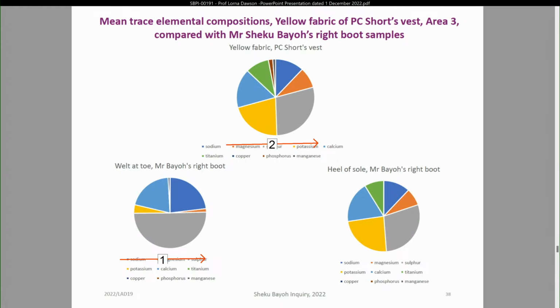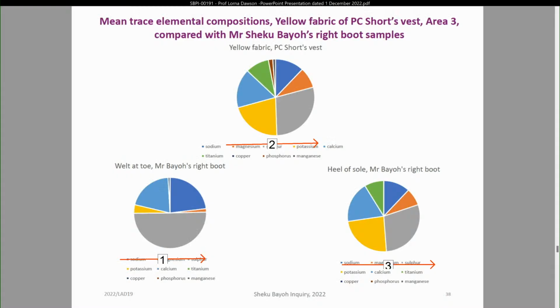However, when we look at the pie chart of the heel of the sole of Mr. Bayo's right boot, you can see that most of the elements there have got a similar proportional representation as the elements within PC Short's vest area 3. So does the information displayed in this particular way help us to understand the similarities between area 3 of the vest and the sample taken from the heel of the sole of Mr. Bayo's right boot in particular? That is correct.